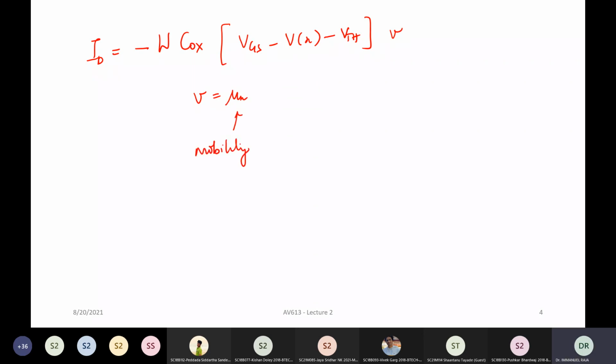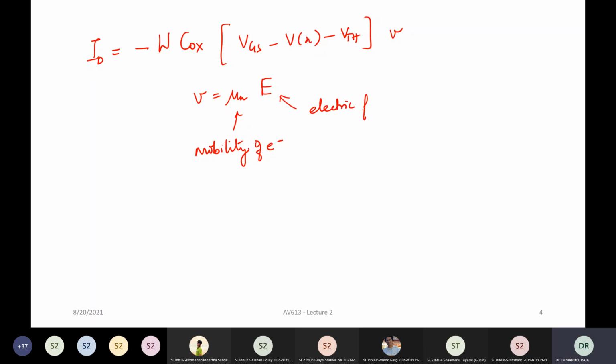All right. Now we can write the current equation to be something like this. Minus W, minus because the flow of electrons and the flow of current is in the opposite direction, right? Cox into VGS minus V of X minus VTH multiplied by this component velocity. Now what is velocity? Velocity, you might remember, is equal to the mobility of the electrons, which is given by mu n. Sir, why is there a minus? Yeah, because the current direction is opposite to that of the flow of electrons, right? Yes, sir. Right. Okay. So mu n into E, which is the electric field.